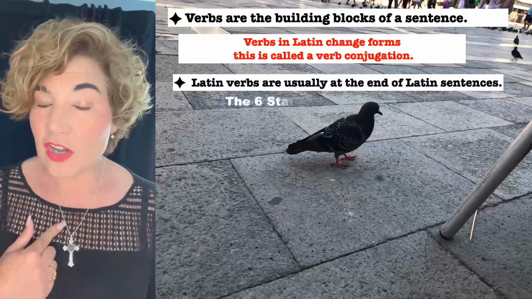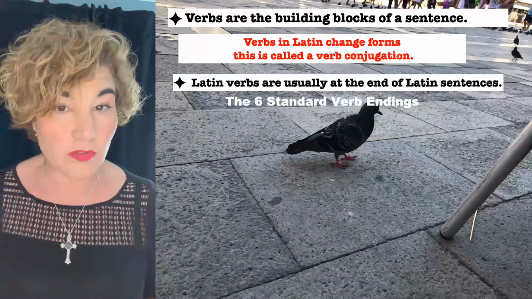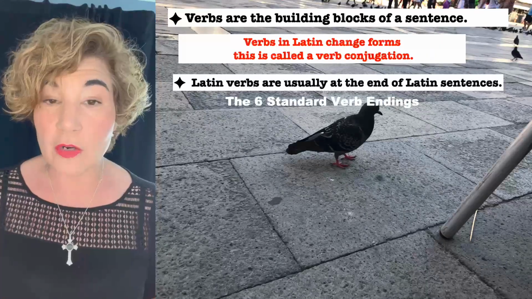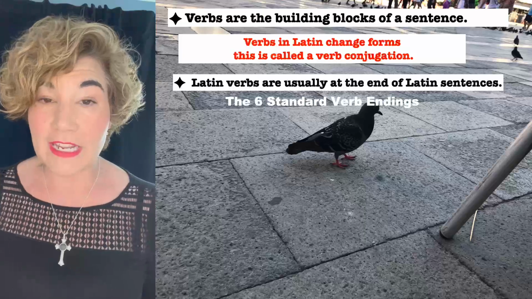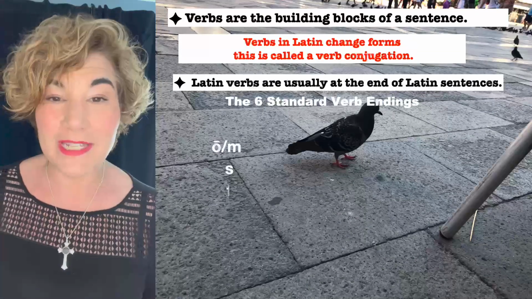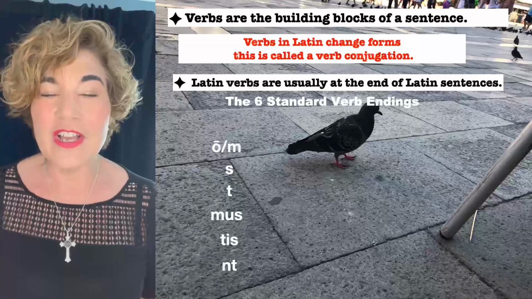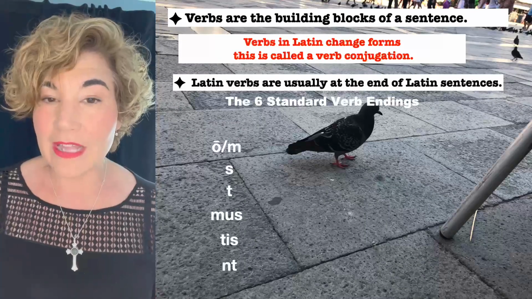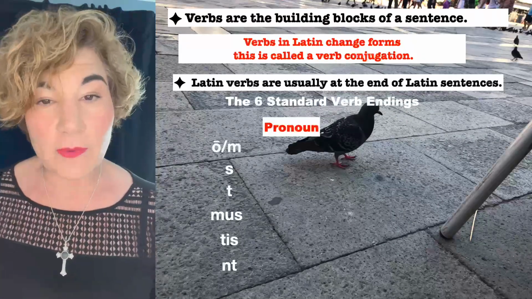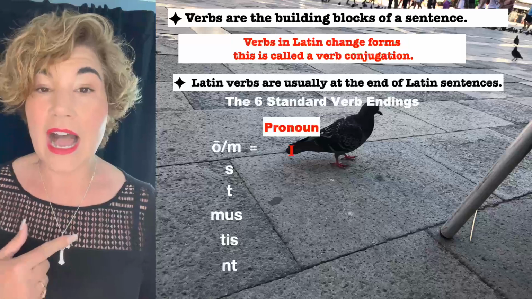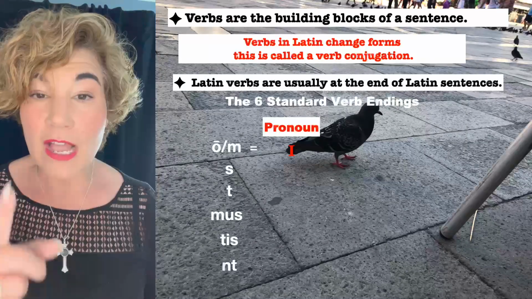There are what I call the 6 standard verb endings. They're standard because you will see them almost every time you use a verb. So it's very important to memorize these. The standard verb endings are O or M, S, T, MUS, TIS, NT. What? O or M? What am I talking about? Well, both the O ending and the M ending are going to show you that a verb is talking about I. I did something. So the O or M always equals the pronoun I.